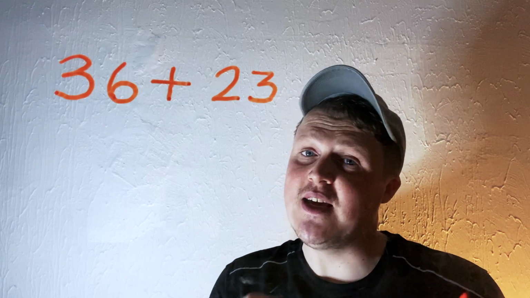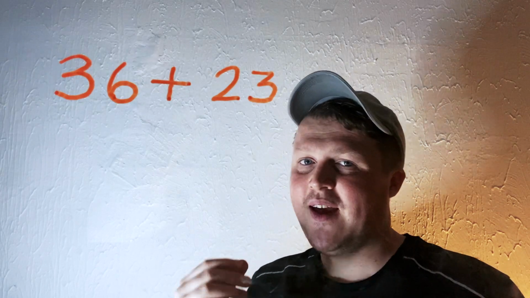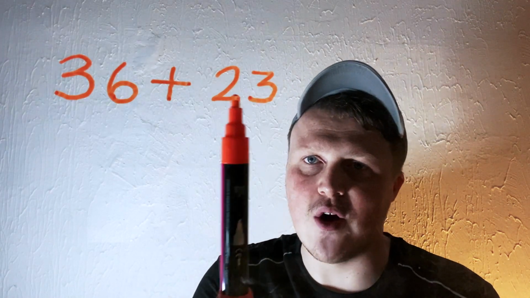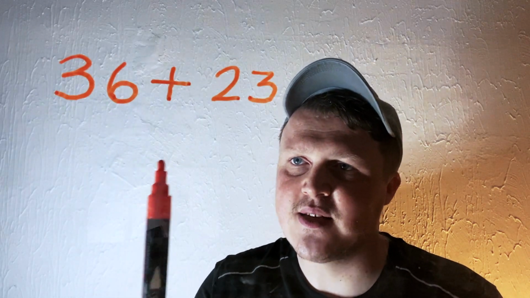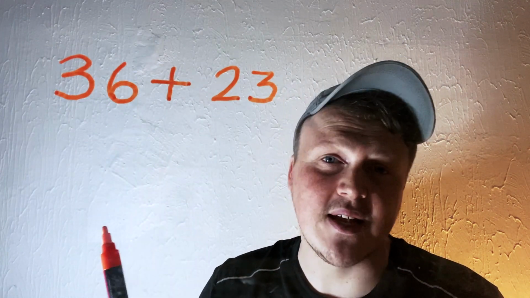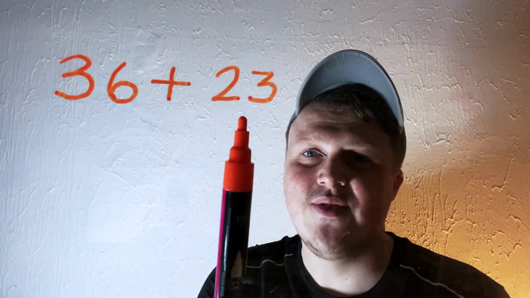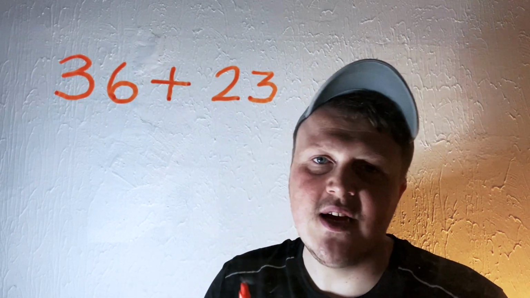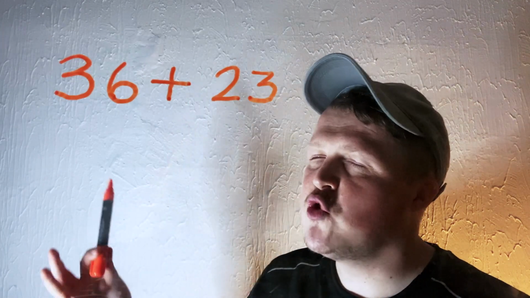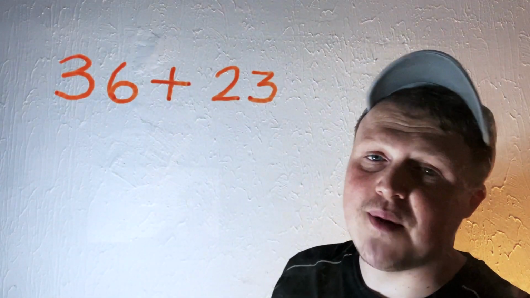Before we carry on actually, let's just make sure we understand what each number is. So we've got 36. So this number is the number 6, but this number is 30. This number is the number 3. Is this number the number 2? No, Mr. G. It's the number 20.